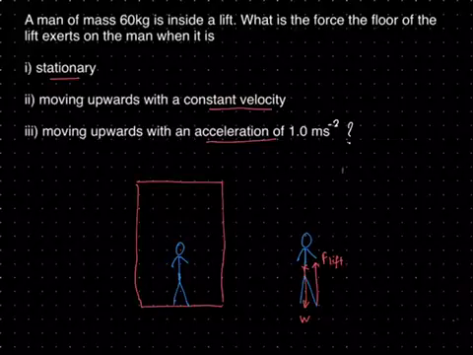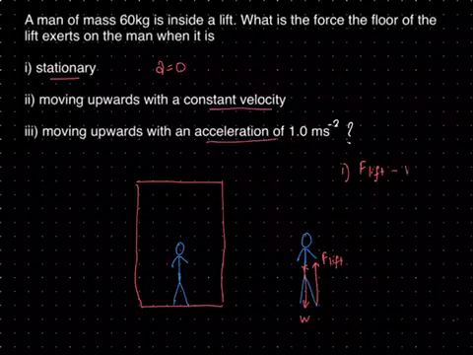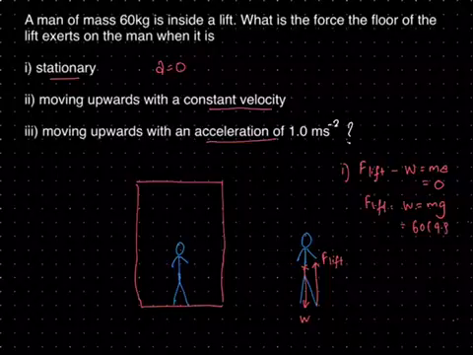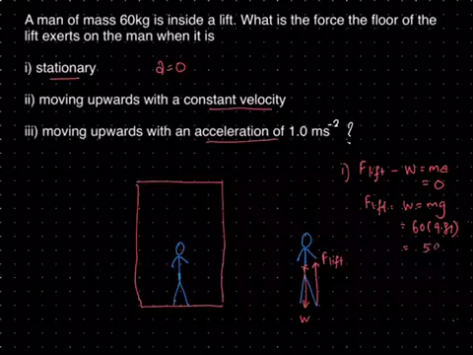If you look at scenario 1, when the lift is stationary, that means the acceleration is 0. Therefore, the resultant of these two forces, the force upwards minus the force downwards, should be 0. That makes the force of the lift equal to the weight, which equals mg. You have 60 times 9.81, and you work it out to 2 s.f., you get 590 Newton.